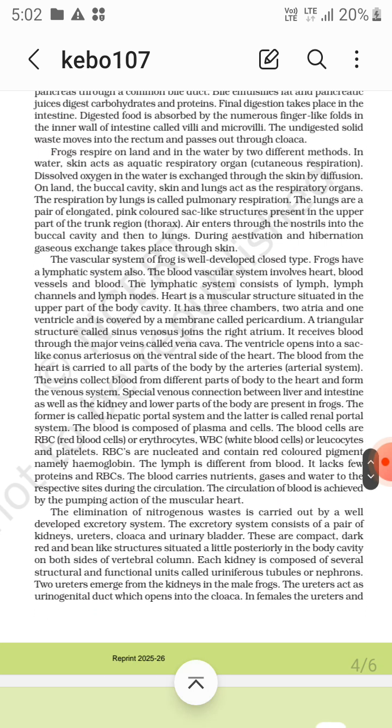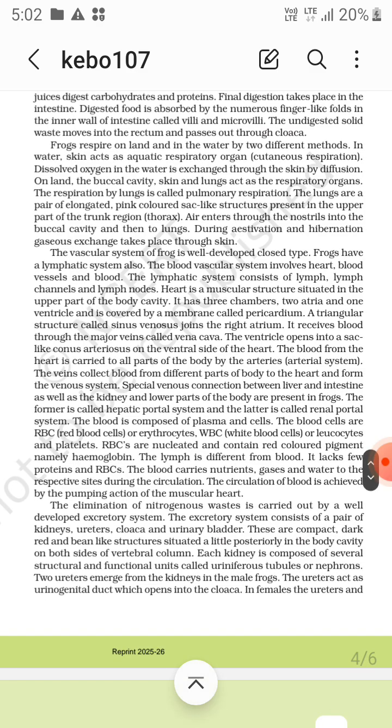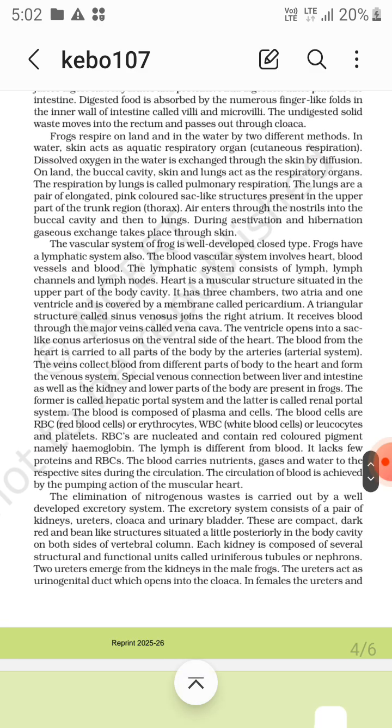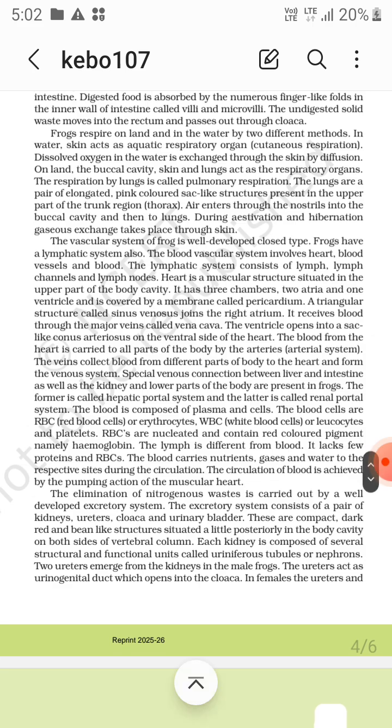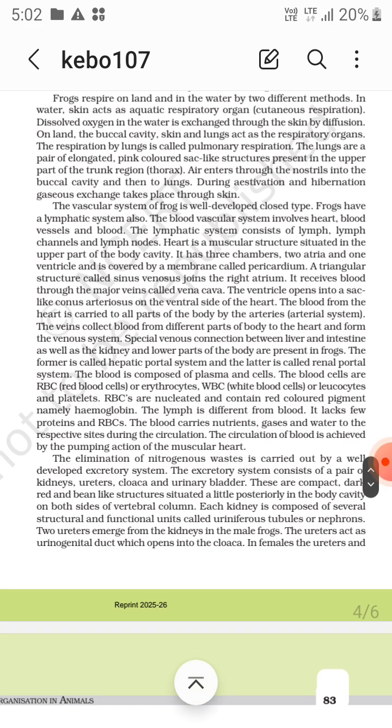The respiration by lungs is called pulmonary respiration, right? The lungs are a pair of elongated, pink colored, sac-like structures present in the upper part of the trunk region, that is the thorax. Air enters through the nostril into the buccal cavity and thence to the lung. During aestivation and hibernation, gas exchange takes place through the skin, right?